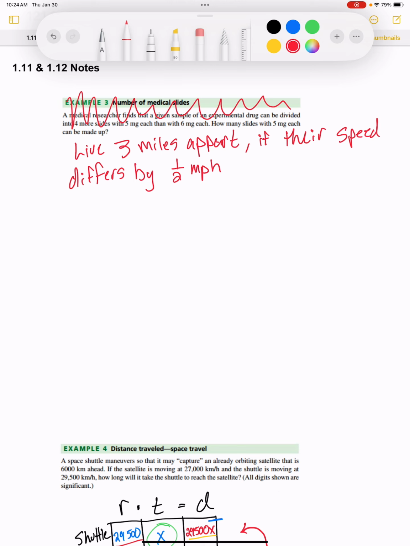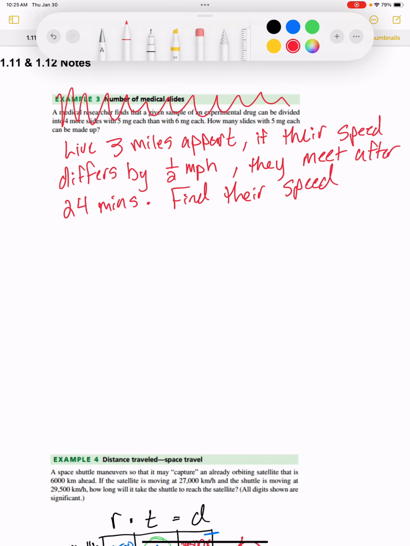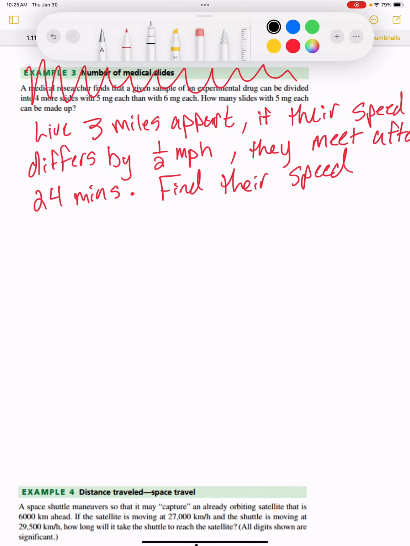And then it says they meet after 24 minutes, right? And it says find their speed. All right. So let's talk about finding their speed. Let's see if I can write a little bit more precise.